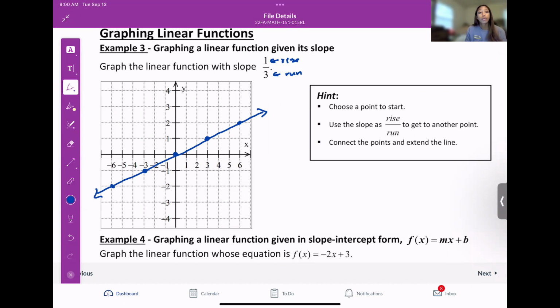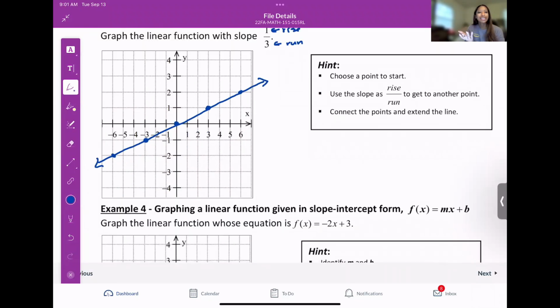So using the slope, once you have a point on the graph, you can use the slope to get to another point on the graph. And once you have 2 points, connect those and boom, you have a graph of your line. Connect and extend. Let's do this again with the equation that's given in example 4.